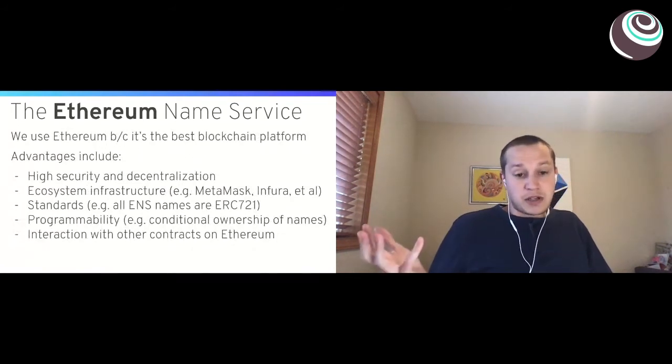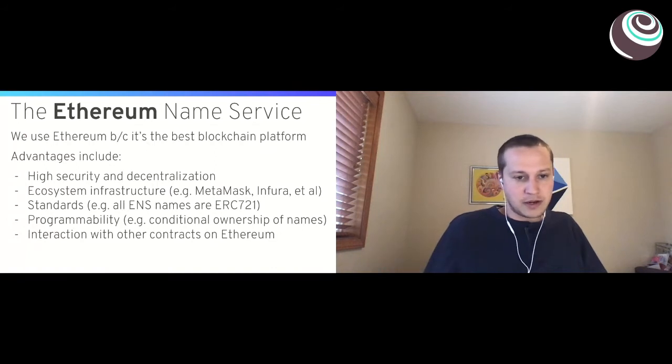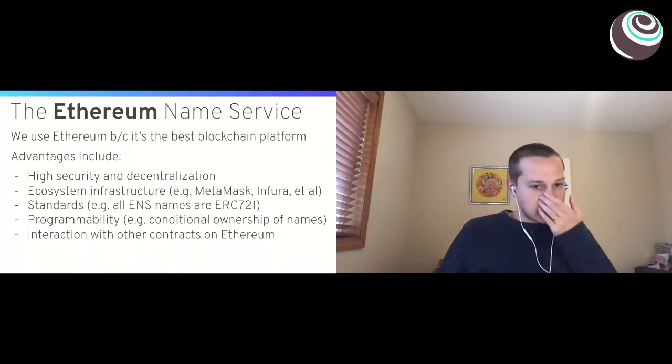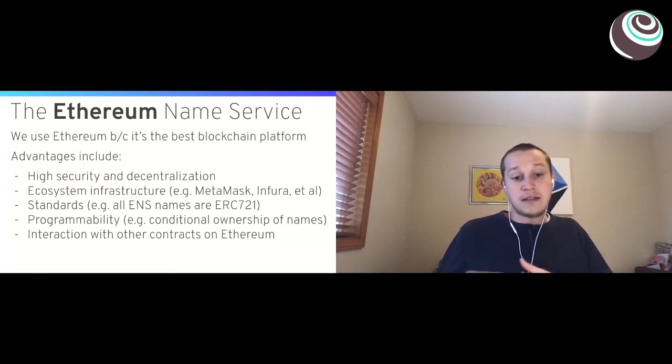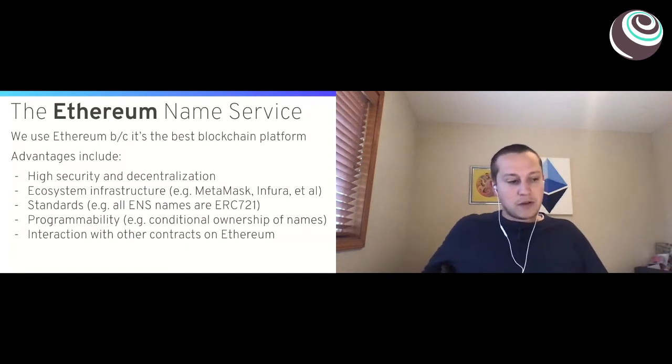Because we think it's the best blockchain platform for having a naming service. Advantages include high security and decentralization, ecosystem infrastructure like MetaMask, and for all these things, we don't have to reinvent all these standards. So all .eth names are ERC 721 compatible, so they're NFTs that plug into any NFT infrastructure. Programmability, interaction with other smart contracts on Ethereum, even ones that have nothing to do with naming. So composability. Very, very powerful.